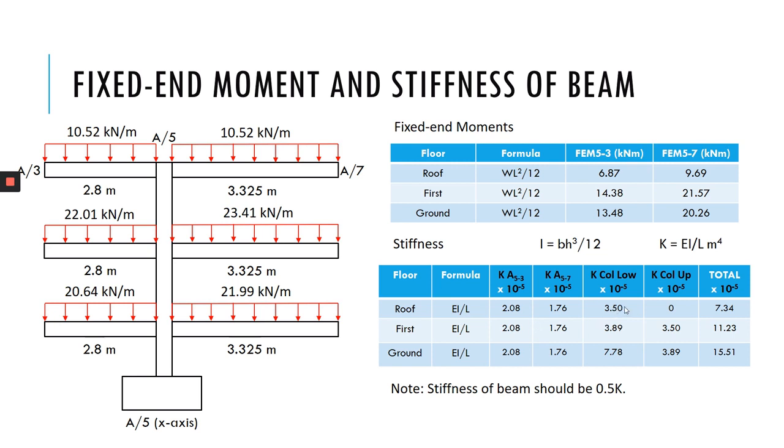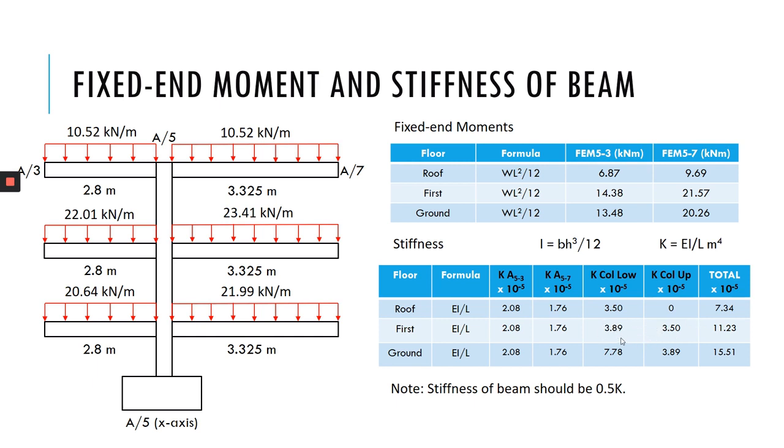The same process we have to do for the rest of the beam. Okay, here is the stiffness of the column. So stiffness of the column is equal to I of the column, BH cubed over 12, divided by L, which is the length of the column. Okay, so for the lower column and also for the upper column, you have to calculate it differently.